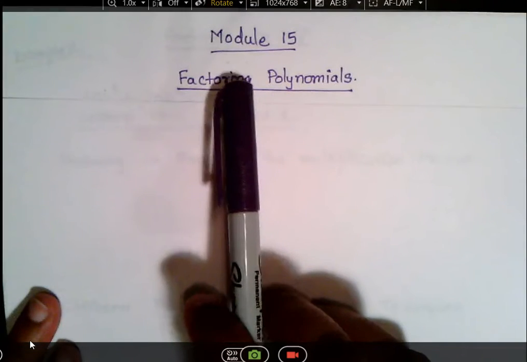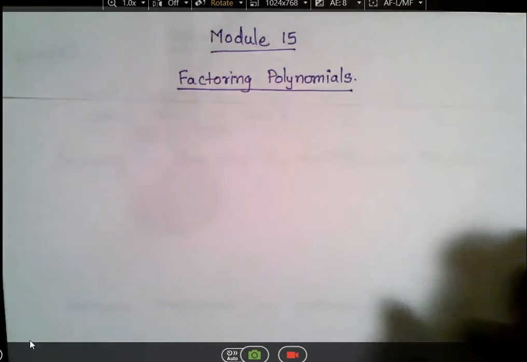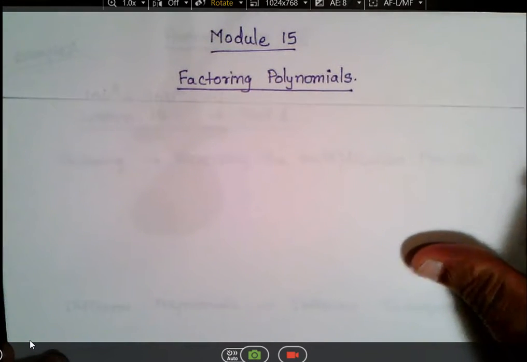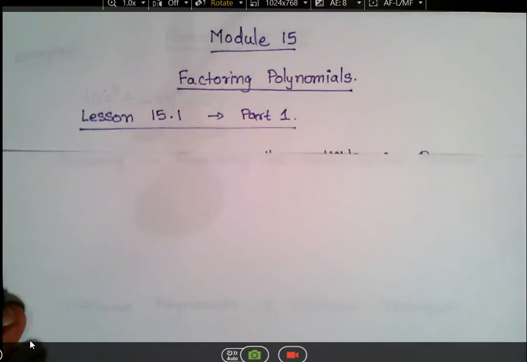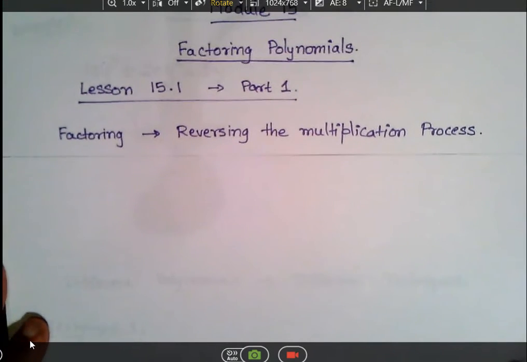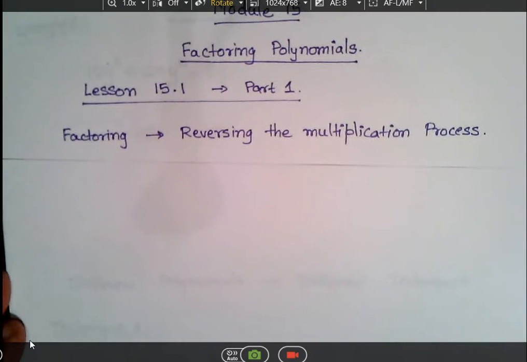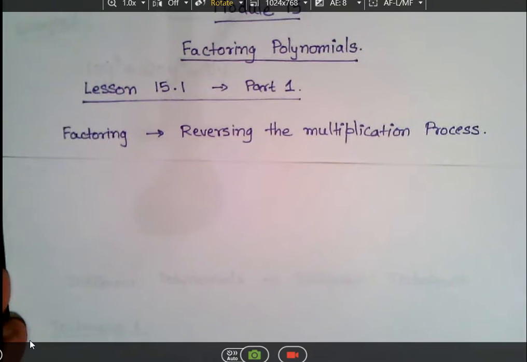Hi, good evening. We're going to get into module 15, which is about factoring polynomials. Factoring is actually reversing the multiplication process. So let's start with lesson 15.1, which talks about different techniques of factoring polynomials. We'll get into all those techniques one by one.